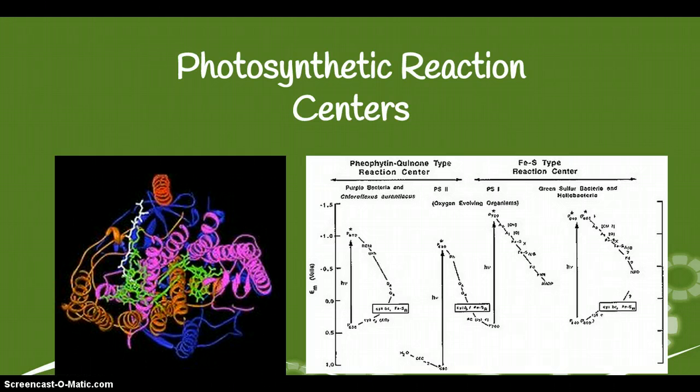The photosynthetic reaction center is the heart of the solar energy conversion process. There are two types of reaction centers, type 1 and type 2. All oxygenic phototropes have one type 1 and one type 2 reaction center, whereas anoxygenic phototropes only have one or the other.